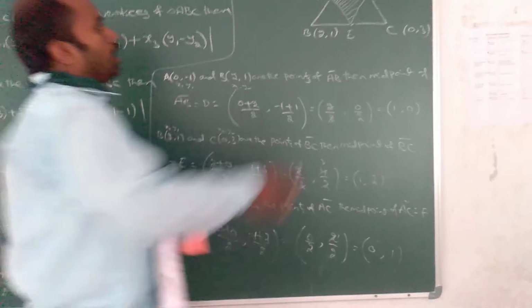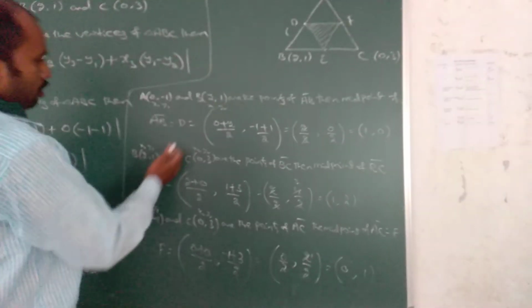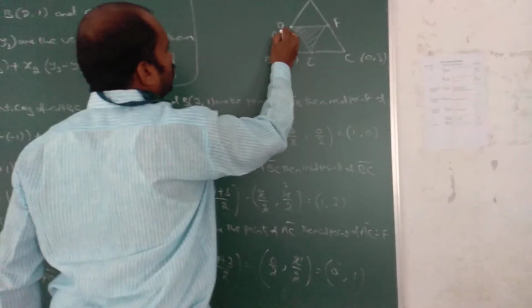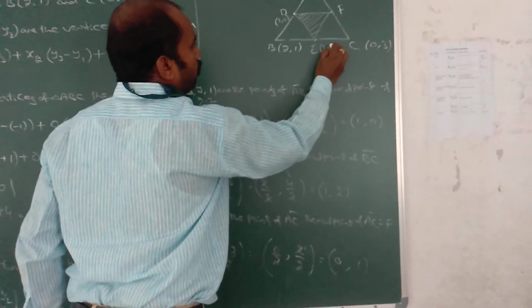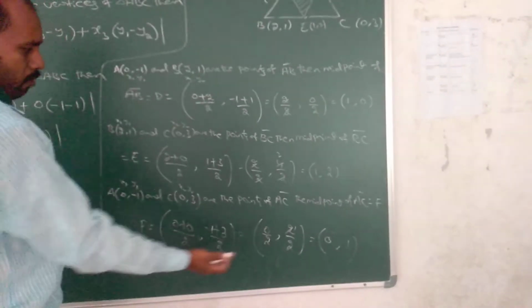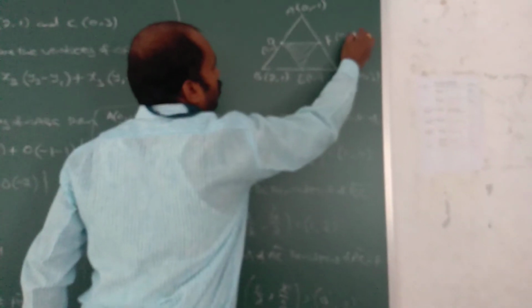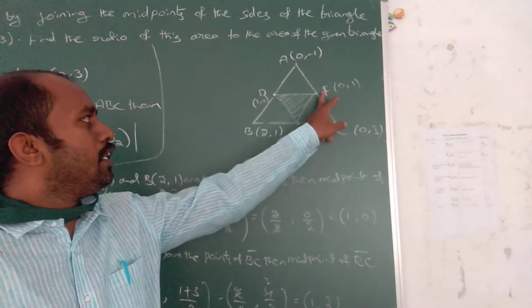Okay, already, D point, how much do you get? Here D point is 1, 0. And E point, how much do you get? 1, 2. And the last one, the third point F, the midpoint, is 0, 1. Now find the area of triangle DEF.